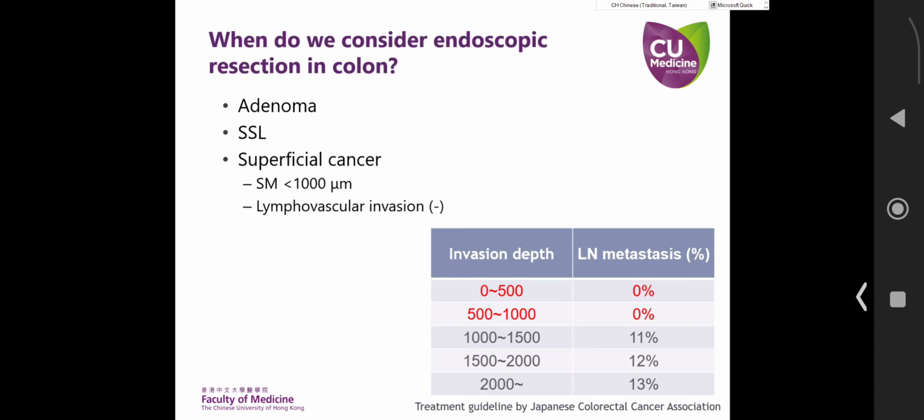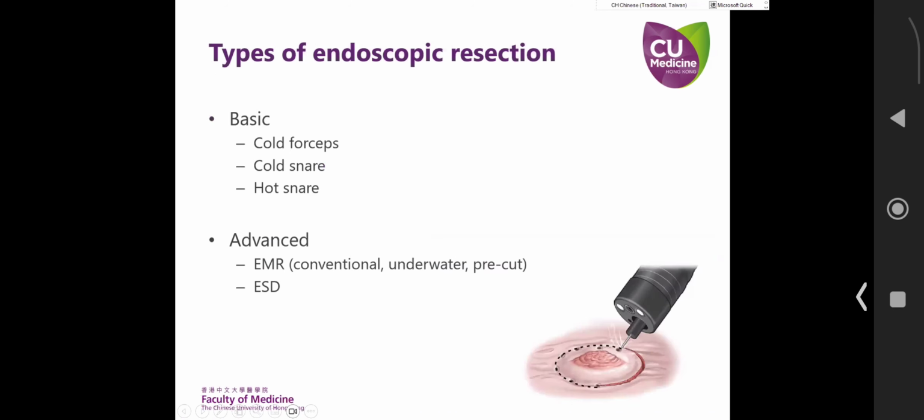So again, we go to chromoscopy and determine the Kudo classification, and we should be able to predict whether this lesion is a deep cancer or not. If you predict this is a superficial cancer with very minimal risk of lymph node invasion, then you can still consider endoscopic resection.